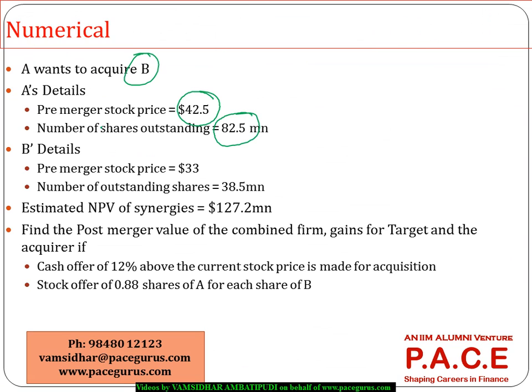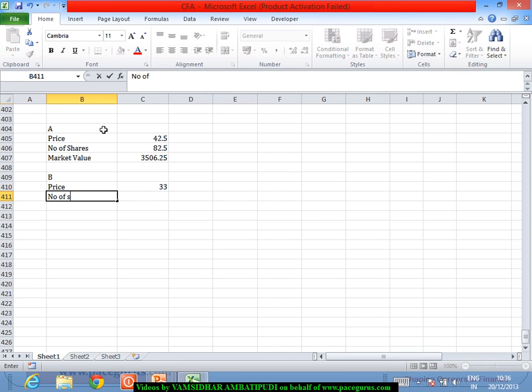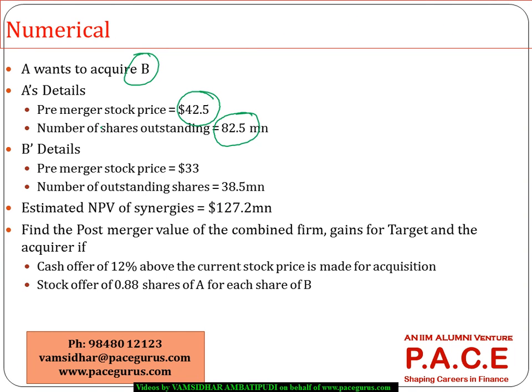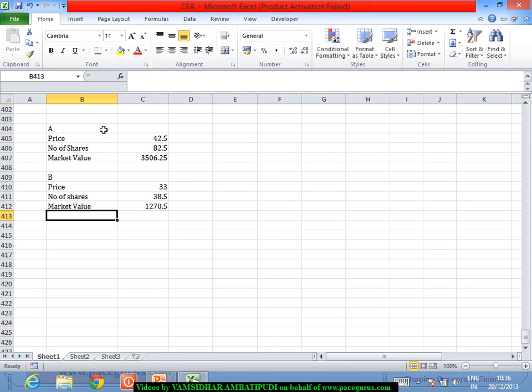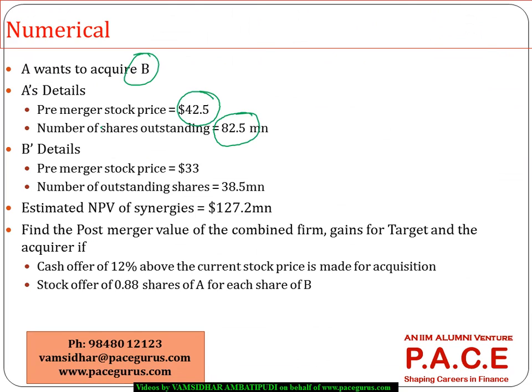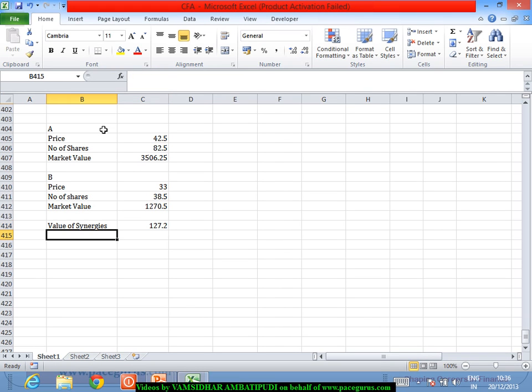And when I come to B, the pre-merger stock price is $33 a share, and the number of outstanding shares is 38.5 million. So from here I can find out that the market value of B before the merger is going to be around 1.27 billion, and I am expecting synergies. The value of synergies is planned at 127.2 million.